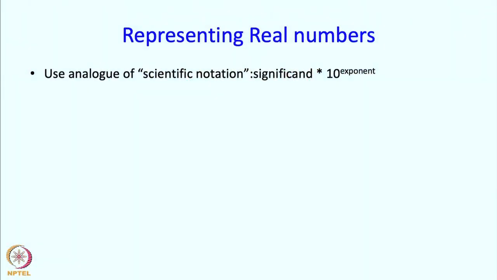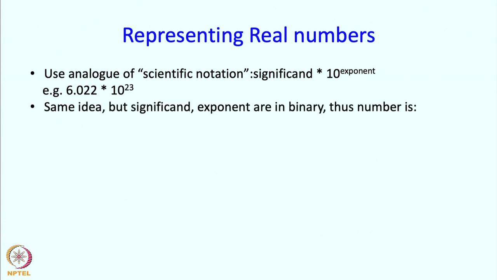Here, we are going to use the analog of scientific notation. So what is the scientific notation? We write a real number as a part called a significand times 10 raised to an exponent. So for example, Avogadro's number is 6.022 times 10 raised to 23. So we are going to use exactly this on a computer as well. But the significand and the exponent are in binary, and so the number is going to be interpreted as significand times 2 raised to the exponent. Instead of 10 raised to exponent, it is 2 raised to exponent. That's the only difference.